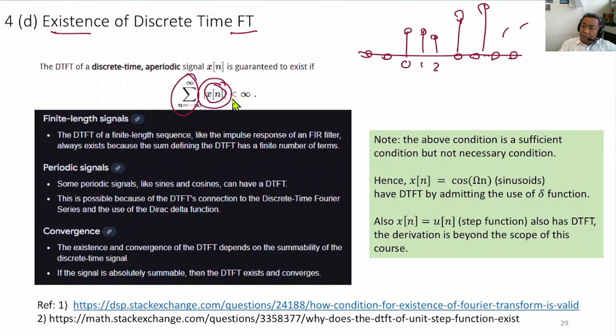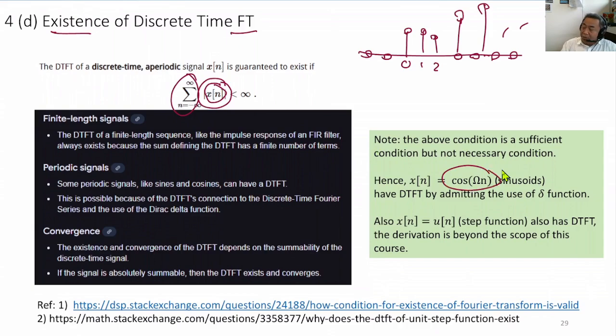So this is the basic check that we are going to need. In our course, we are not going to ask you to verify whether it exists or not. Now, the above condition is a sufficient condition but not a necessary condition. What am I talking about?